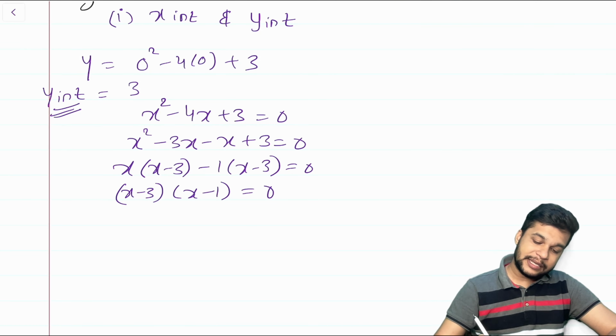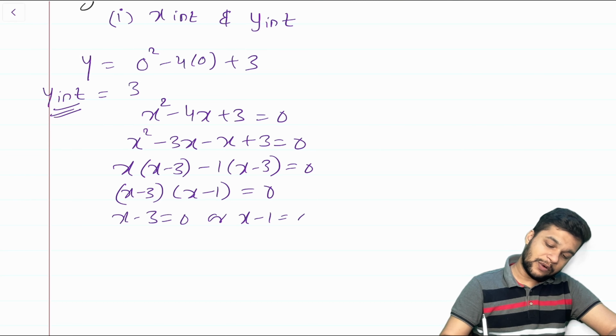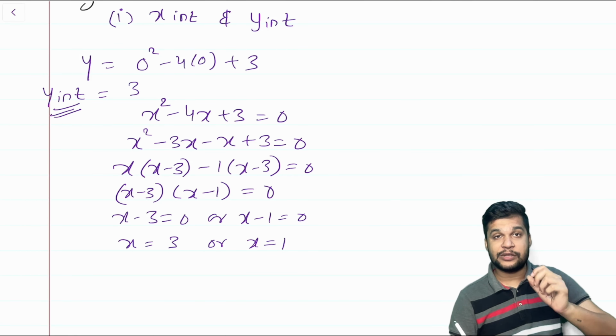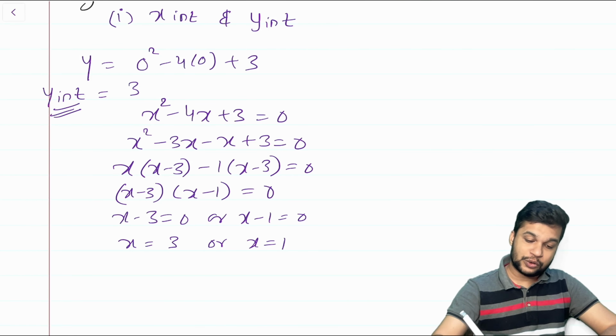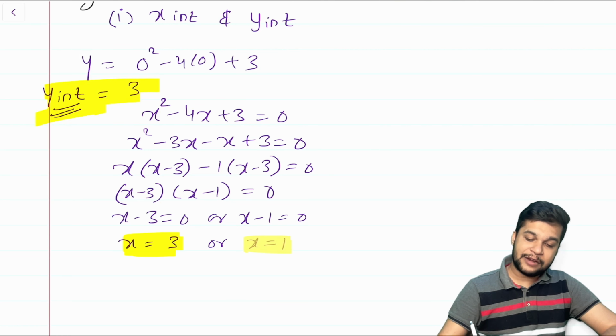Okay, so basically x minus 3 is 0 or x minus 1 is equal to 0. So x is either 3 or x is equal to 1. So you got the x-intercept also. Your y-intercept is 3, your x-intercept is 3 and 1.